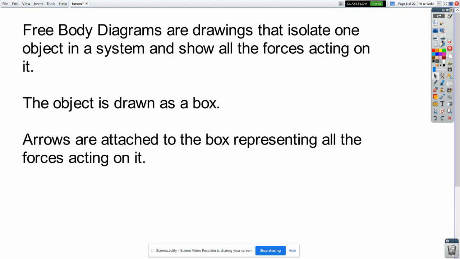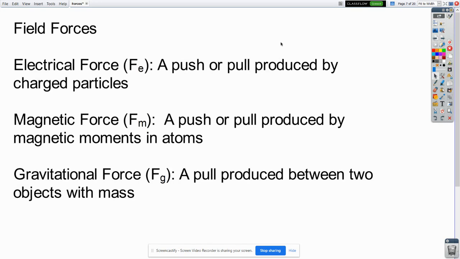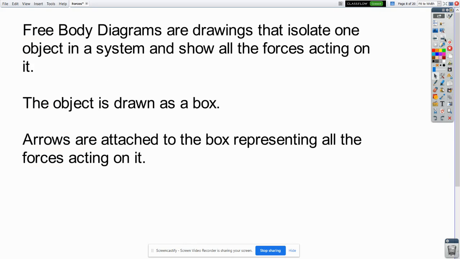A free body diagram isolates one object in a system, and it shows you all the forces that are acting on that object. We show those forces with vectors. We draw arrows. And oftentimes we want to label these arrows to indicate what forces they are. And we don't want to have to write air resistance, gravity, etc. We want to be able to abbreviate them, and that's what the F sub E, F sub M, F sub G are all about. Ways that we can draw these free body diagrams and show all the forces that are acting on them.